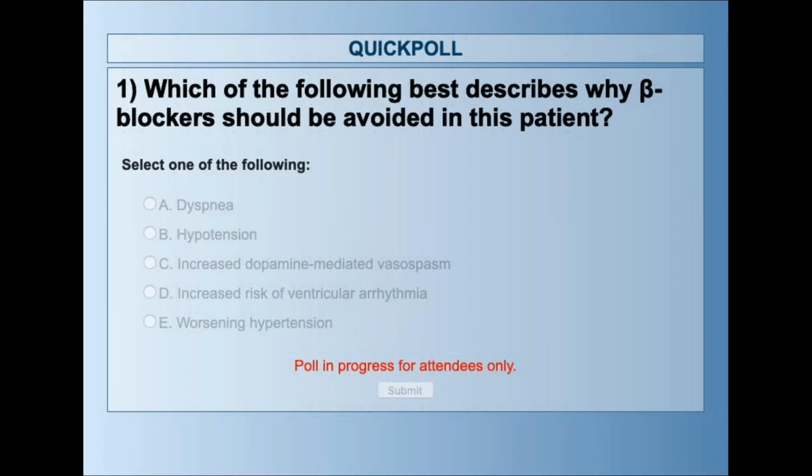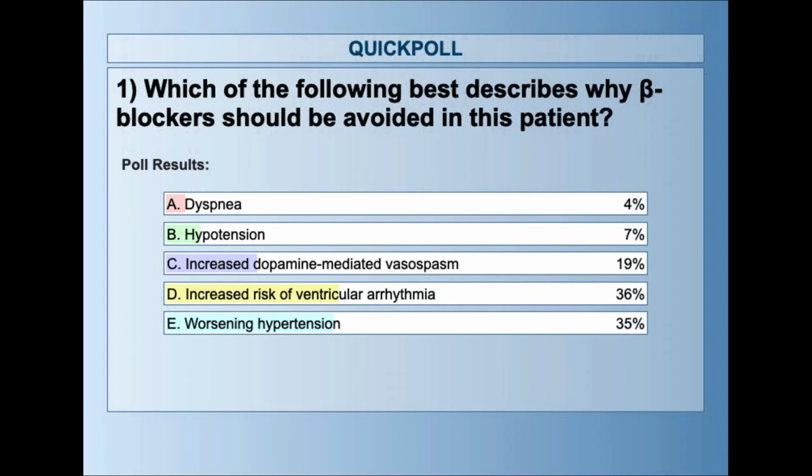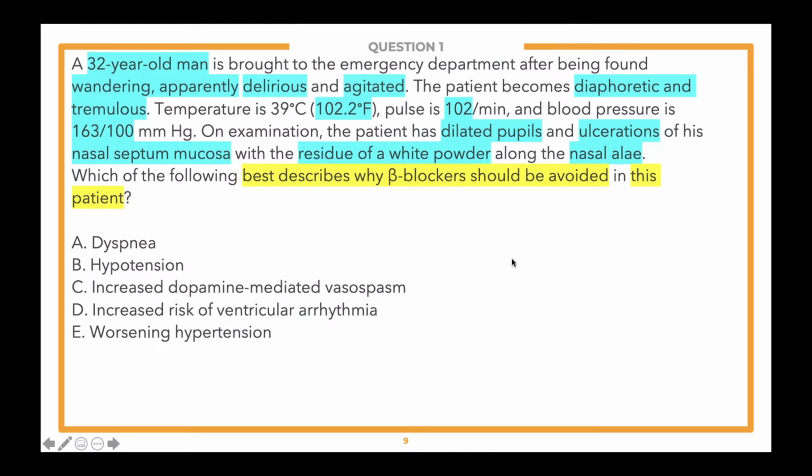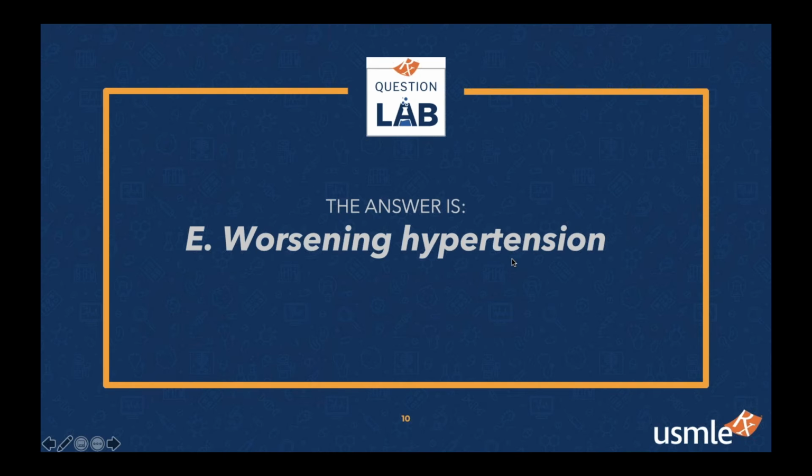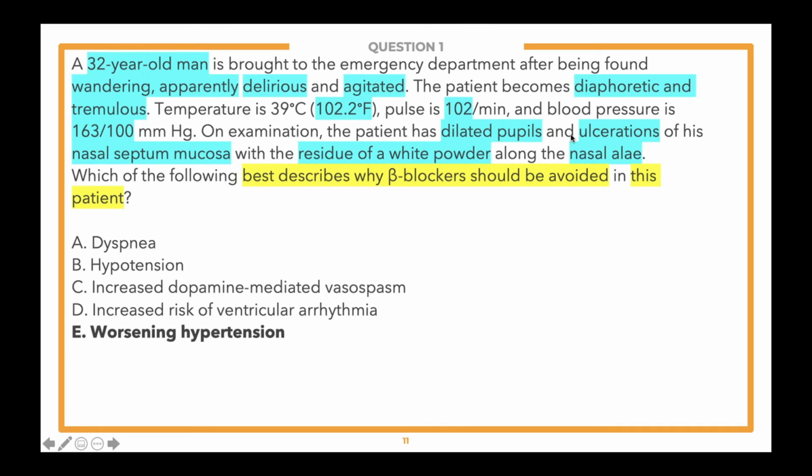All right. Let's take a look and see what all of you selected. It was close. 36% of you selected increased risk of ventricular arrhythmia, and 35% of you selected worsening hypertension. So let's take a look and see what the correct answer is. And the correct answer is E, worsening hypertension, and 35% of you got it right. So great job. Definitely a tough question. Let me hand it off to Boris.